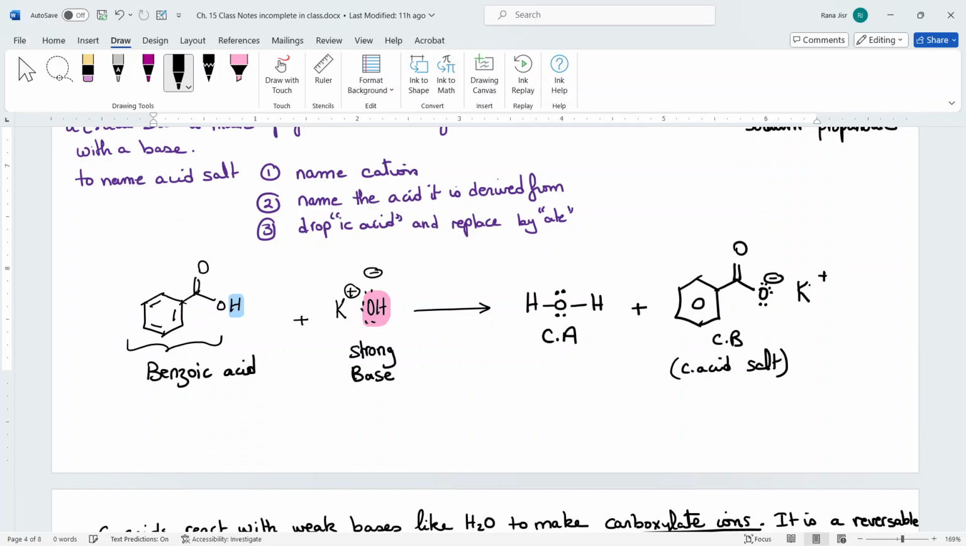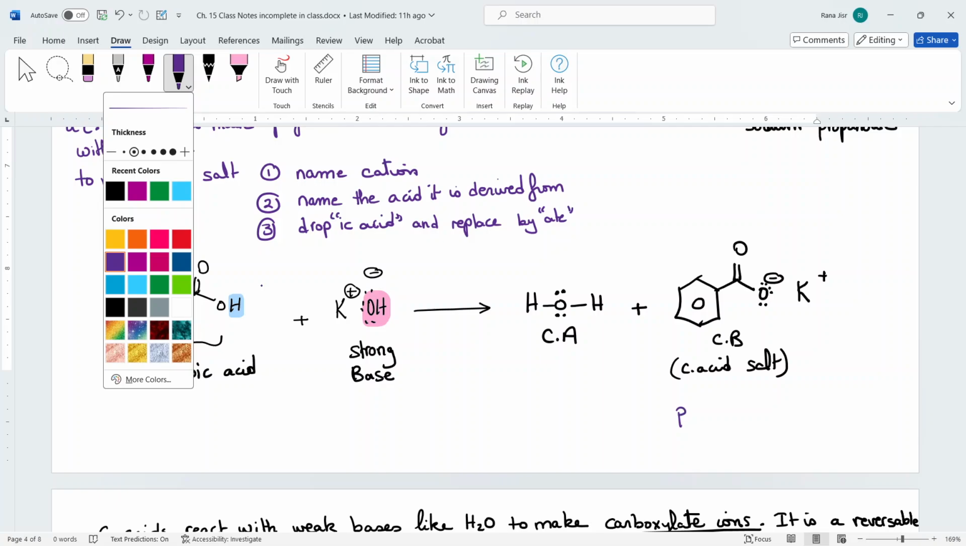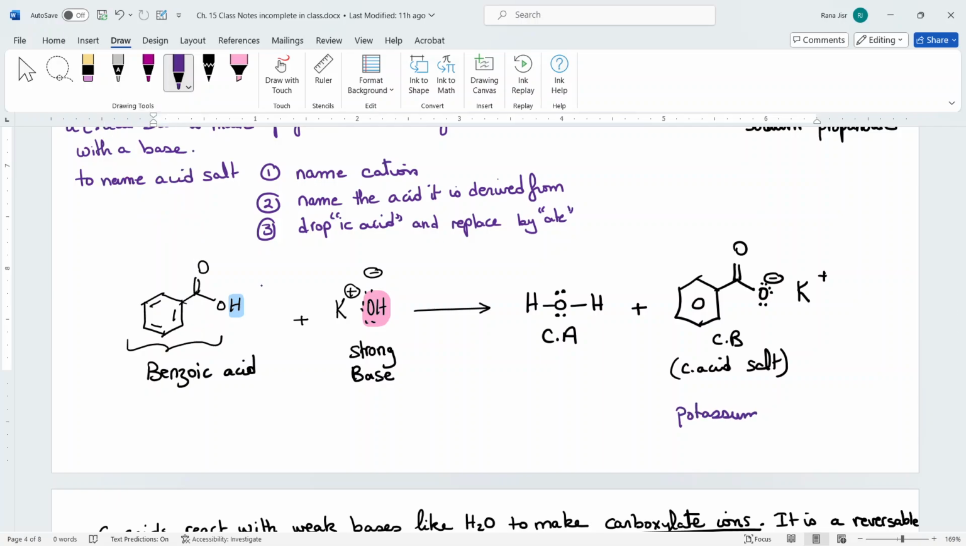Now let's go ahead and name it. We name it from the benzoic acid. So you need to know the name of the acid that it came from before you name it. So always put the cation first, which is in this case potassium. It came from benzoic acid, drop the ic acid and add an ATE, so it's going to be benzoate. Okay, so whenever you're working with an acid-base reaction, label your acid, label your base, allow the base to take the acidic hydrogen and make the carboxylic acid salt.